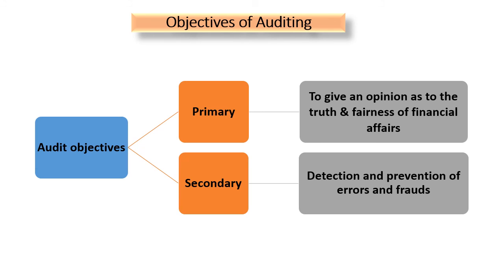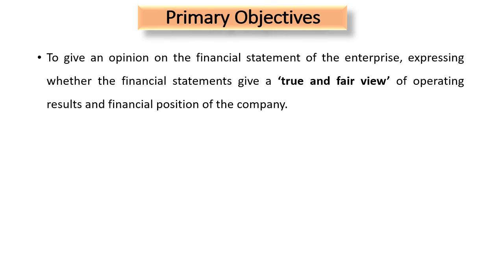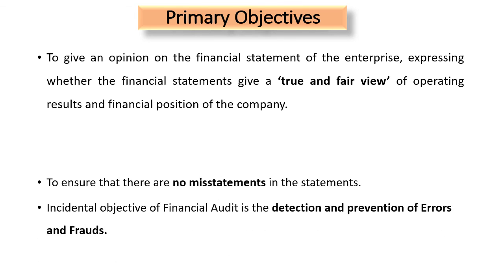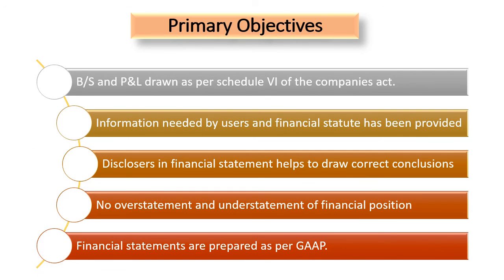Let us understand this in more detail. So this is about the primary objective, which is to give an opinion on the financial statements of the enterprise, expressing whether the financial statements give a true and fair view of the operating results and financial position of the company. What is the secondary objective? It is to ensure there are no misstatements in the books. And the incidental objective of the audit is detection and prevention of errors and frauds. This is about the details of the primary objectives.